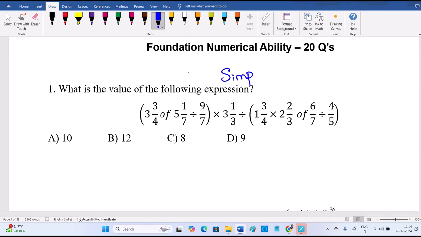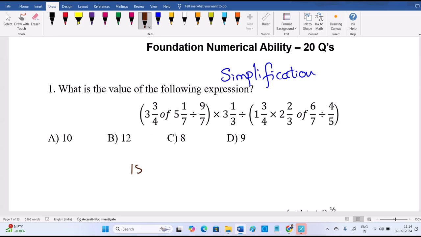So a lot of papers are discussed so far, and this is also one more new set. Again, a simplification related question. We clearly mentioned first we should solve inside the brackets. That too the "of". They mention "of". First convert this mixed fraction to a fraction.